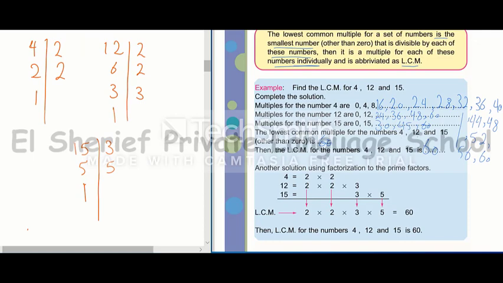So now, here, we put 4 equals 2 times 2, and 12 equals 2 times 2 times 3, and 15 equals 3 times 5. We take this group, it's common, and also this group. So we will take one from this group. So here we take 2 times 3 times what? Times 5. Here we take all the numbers except the repeated ones. So 2 times 2 equals 4. 4 times 3 equals 12. 12 times 5 equals 60. The same result.